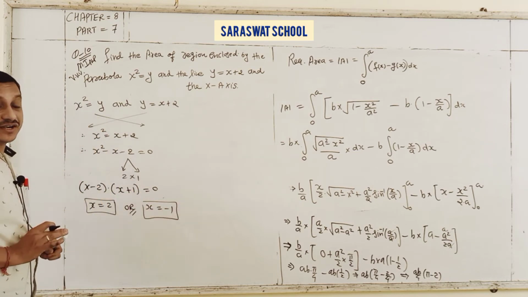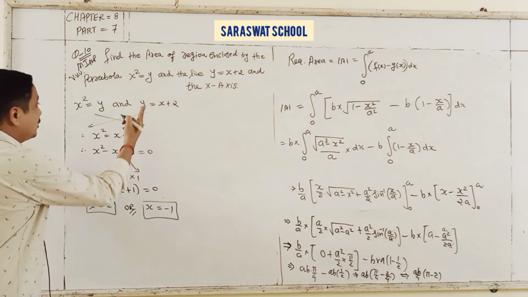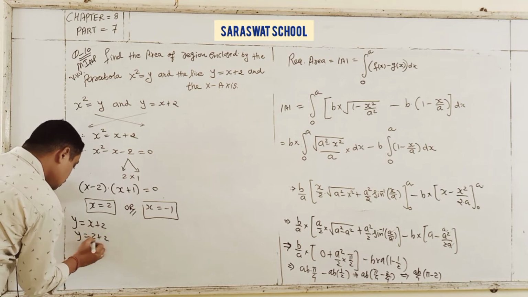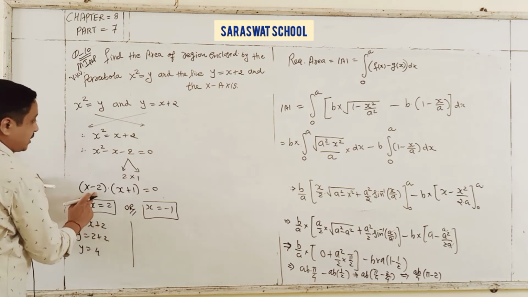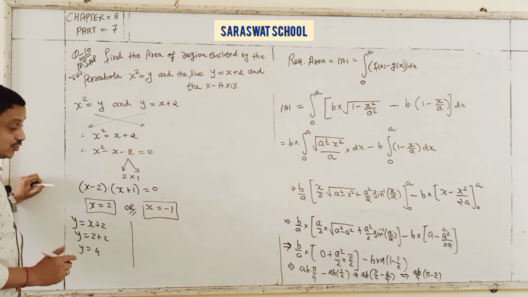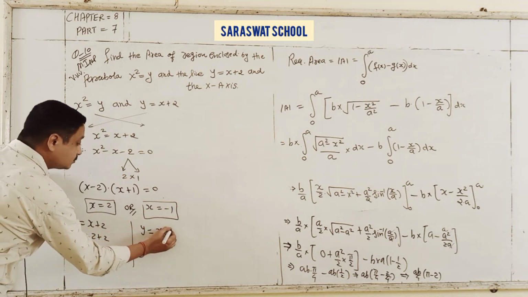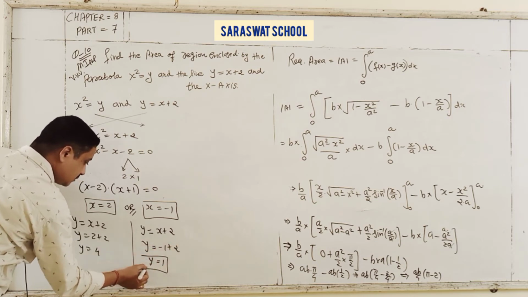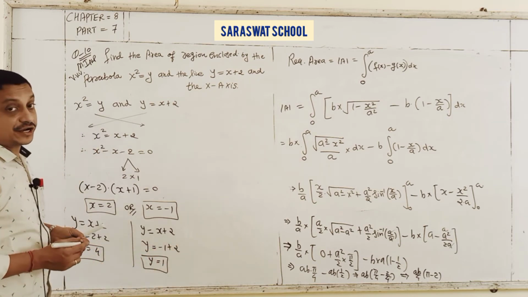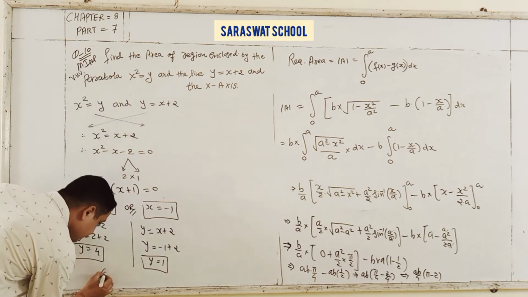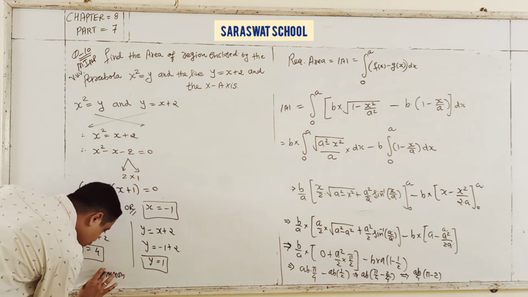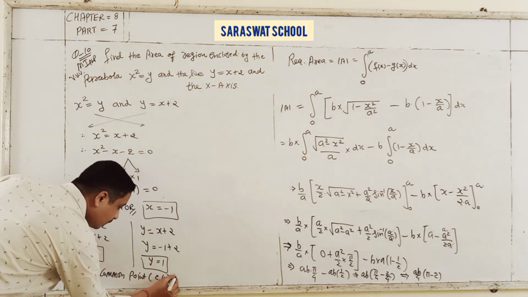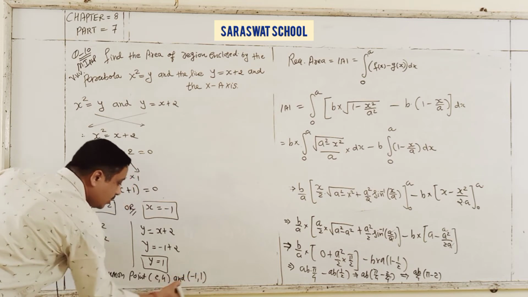Here x is ready, but I also need to define y. So what is the y? y is x plus 2. So 2 plus 2, it is 4. For x is equal to minus 1, y is equal to minus 1 plus 2, it is 1. Now common points are ready, so drawing is ready. Common points are, students, 2 comma 4 and minus 1 comma 1.